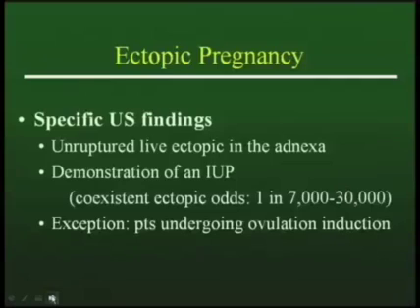So there are specific ultrasound findings in the assessment of ectopic pregnancy. There is, of course, the unruptured live ectopic that you can see in the adnexa, or you could see an intrauterine pregnancy, which virtually excludes the possibility of a coexistent ectopic. The odds against having both an intrauterine and an extrauterine pregnancy are very small, except in patients who are undergoing ovarian ovulation induction or infertility treatment.